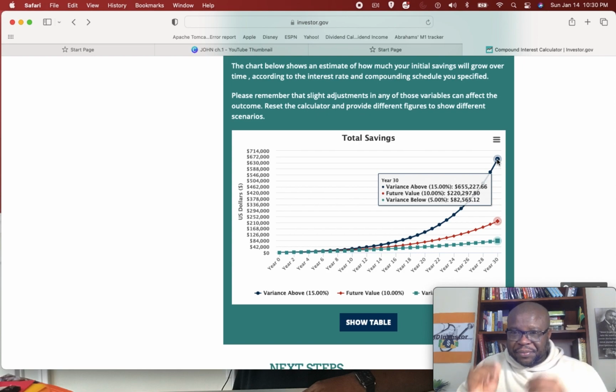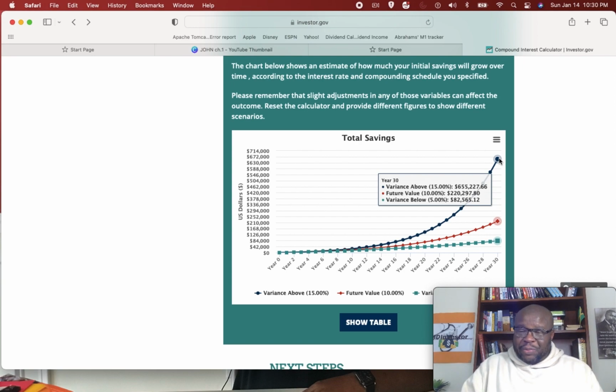$655,000. All of these are only $100 a month. So the amount you're contributing is the same. The only difference is the rate of return. You see, the extra 5% rate of return or 15% rate of return in the same time frame. So the amount you're contributing is the same, $100. The time frame is the same. The only difference is the rate of return.